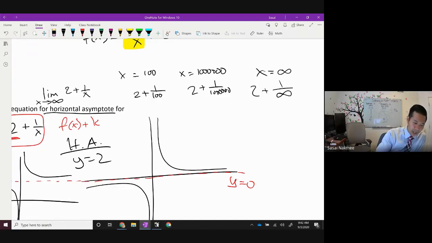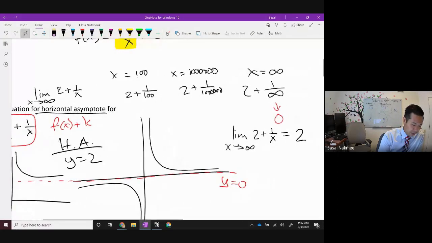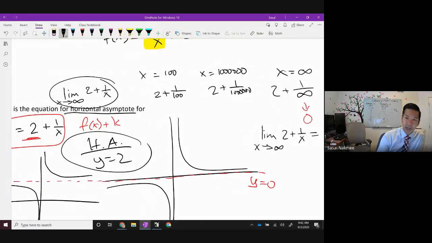And what that entails is, if that is approaching 0 and it's still being added to 2, then I can say that the limit as x approaches infinity of this function, 2 plus 1 over x, is equal to 2. It's just equal to 2 plus that 0. So if the limit as x goes off towards infinity of this function is equal to 2, that tells me the horizontal asymptote of this function is y equals 2.